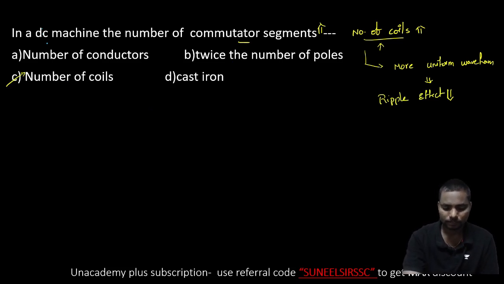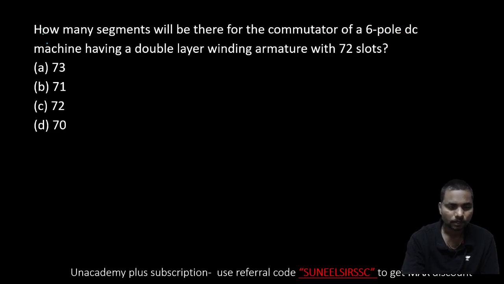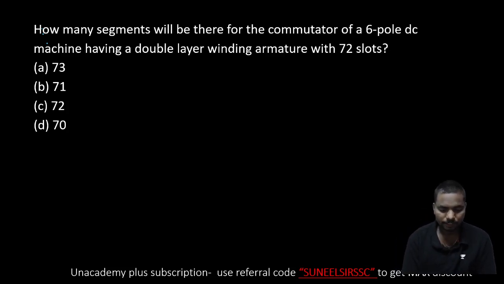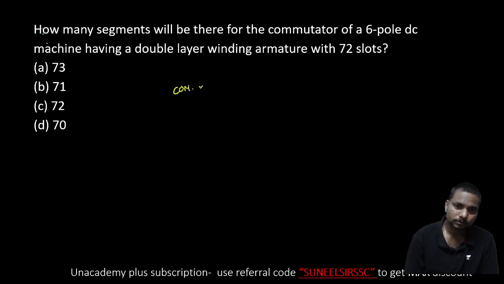Coming to the next one, guys. How many segments will be there for the commutator of a 6-pole DC machine having a double layer winding armature with 72 slots? Come on, try. Here we know very well the number of commutator segments is equal to the number of coils.